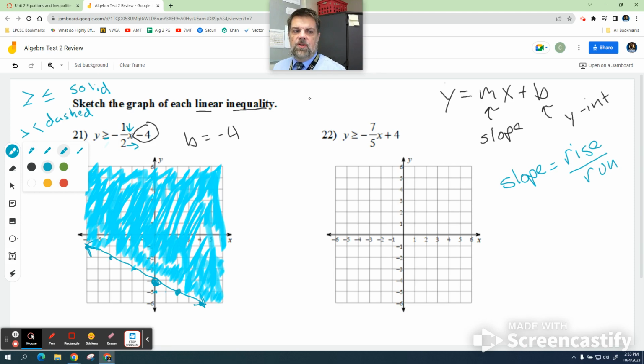Let's do the second one real quick. Again, we start at the y-intercept, which is a +4. This is a negative slope, so that means I'm going to go down 7 and then over 5. So from here, I go down 1, 2, 3, 4, 5, 6, 7, then over 1, 2, 3, 4, 5.